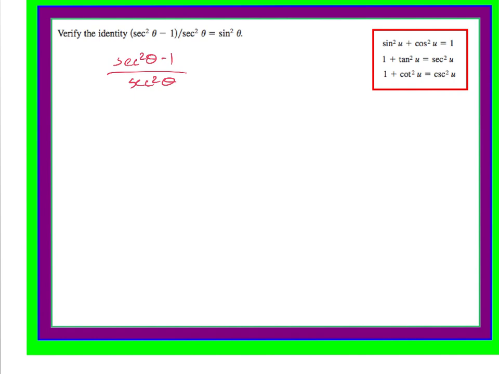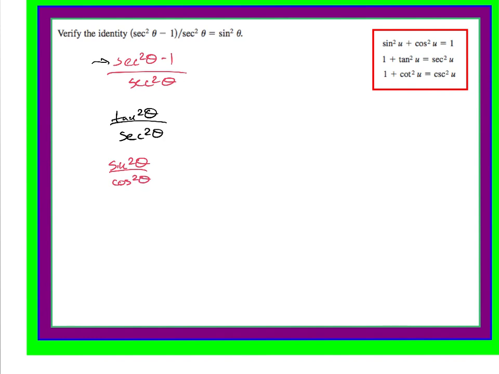Okay, use a trig identity. What's it going to be? The top is tangent squared. So let's change the top to tangent squared. Now I have tangent squared over secant squared. Okay, now what? Convert everything to sines and cosines. So what's tangent squared? Sine squared over cosine squared.